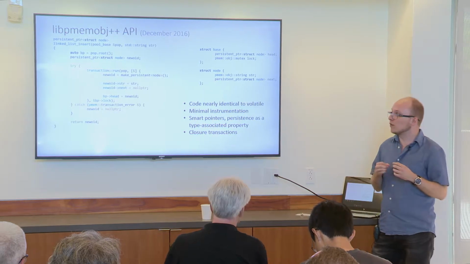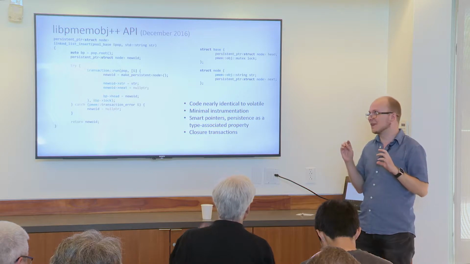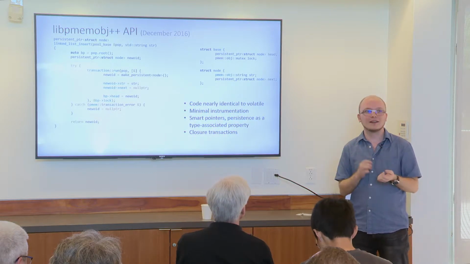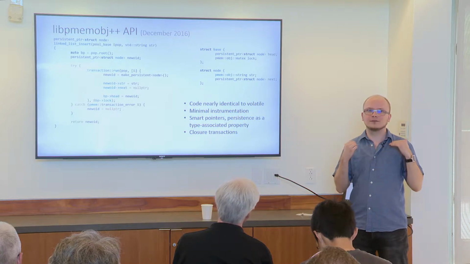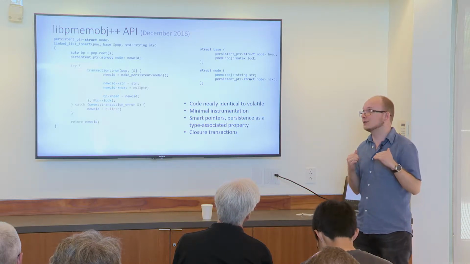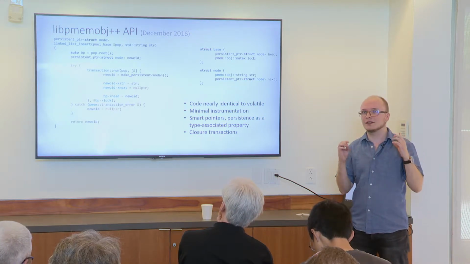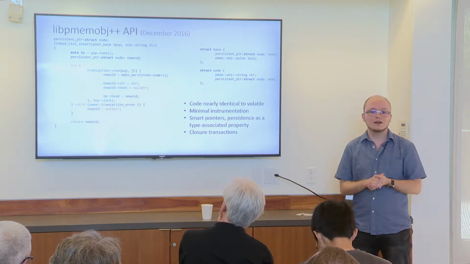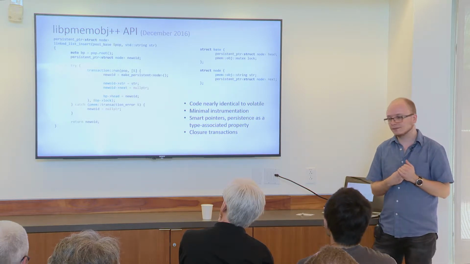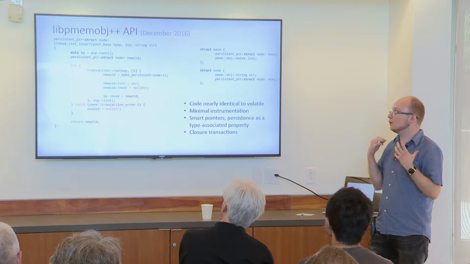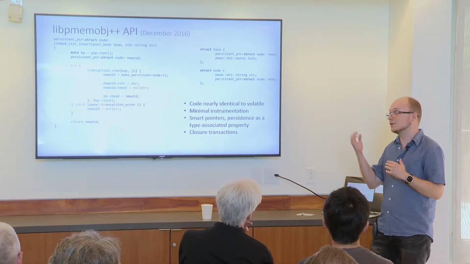So we realized that the PMDK API is error-prone and not that easy to use. It required manual instrumentation, and it required fancy types and stuff like that. So we tried to improve on that with a different programming language. We chose C++ because that's an obvious step up from C.